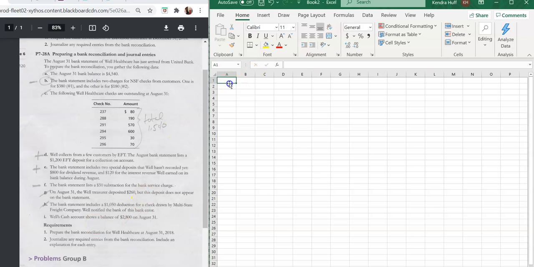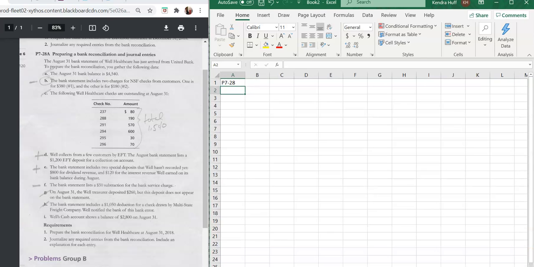Okay, this one, same thing. Bank reconciliation, a little bit different presentation. And it is problem 7-28. They don't really give you a bank statement. They just kind of tell you all the information.